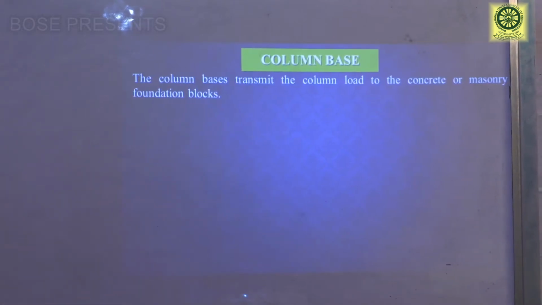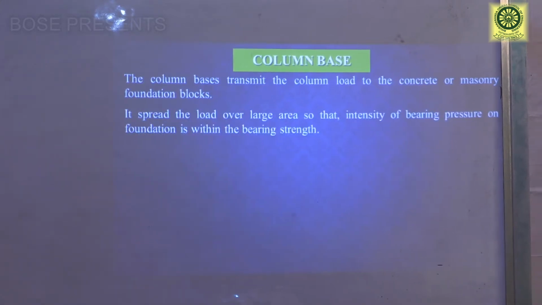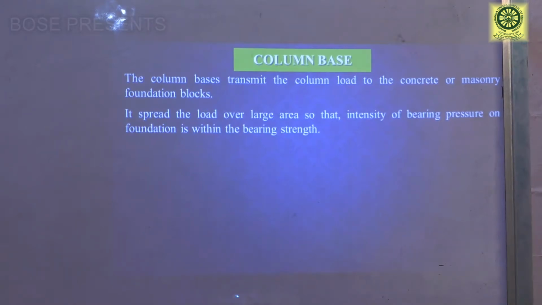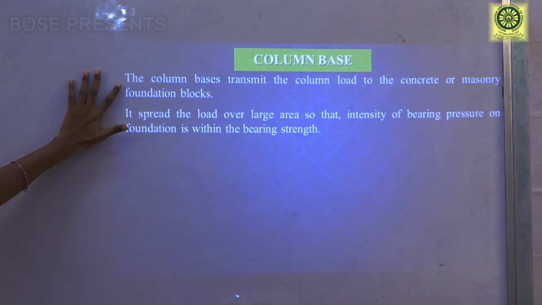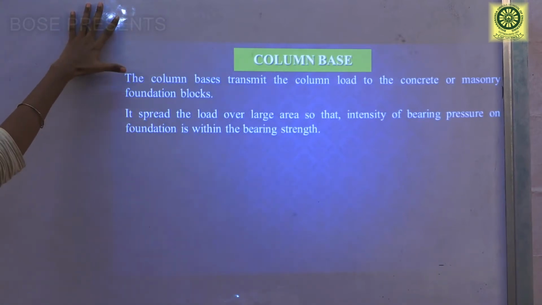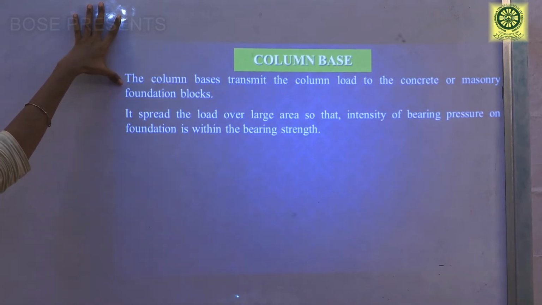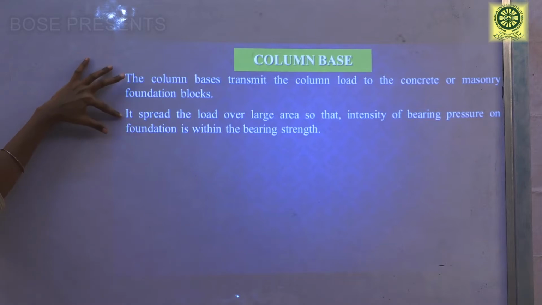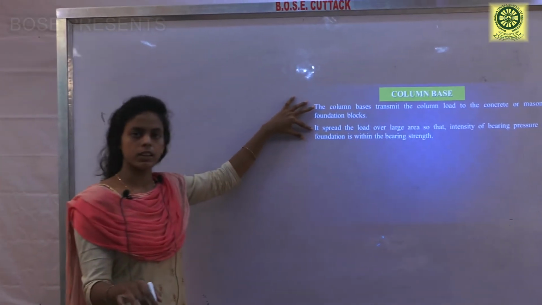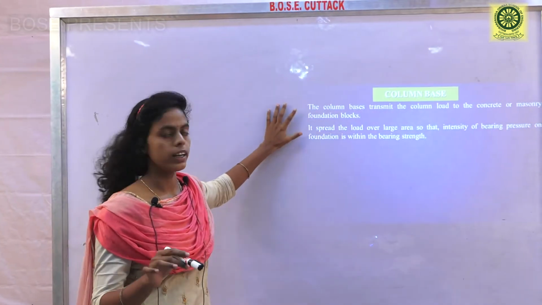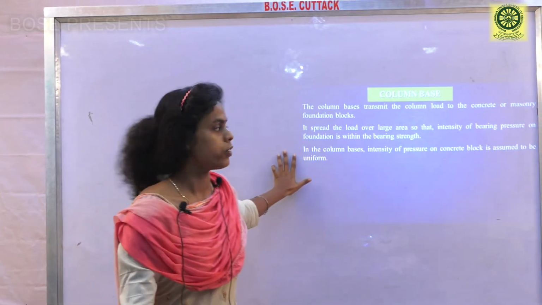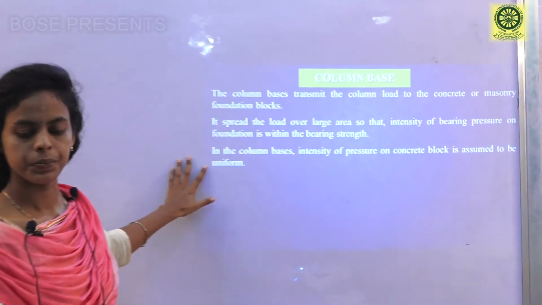The column base transmits the column load to the concrete or masonry foundation blocks. It spreads the load over a large area so that the intensity of bearing pressure on the foundation is within the bearing strength. Actually, the column base is a platform through which the load coming from the column is transmitted to the foundation blocks. For that we need a larger area to convert that load into pressure, so that the intensity of bearing pressure could be uniform throughout the foundation block.